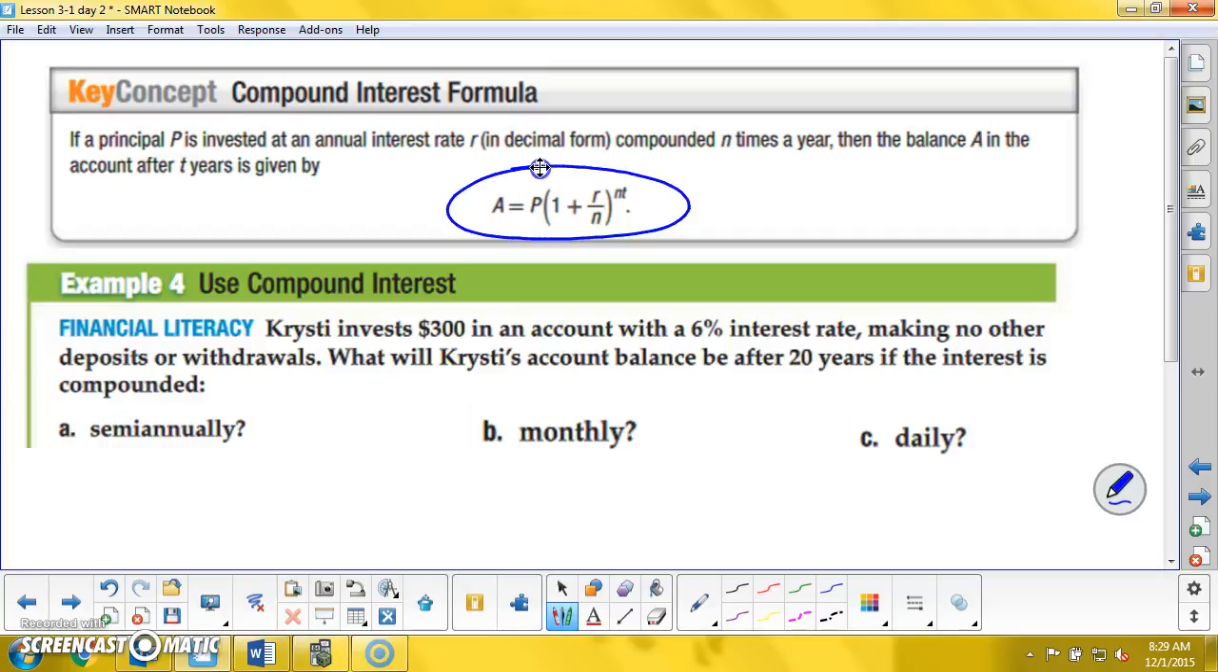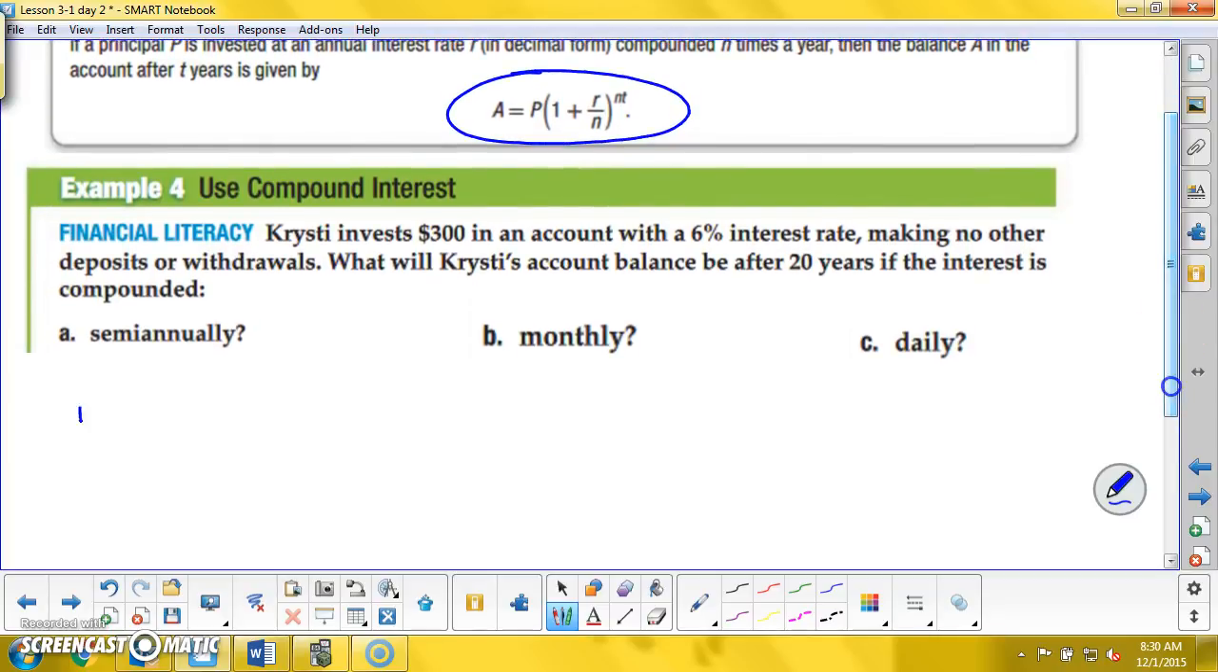Now, what does it mean to compound? It basically just means that you're going to calculate interest or give money at a certain interest rate n number of times. Okay, so some examples at the bottom. It says Christy invests $300 in an account with a 6% interest rate, making no other deposits or withdrawals. What will Christy's account balance be after 20 years if the interest is compounded 3 different ways: semi-annually, monthly, and daily?